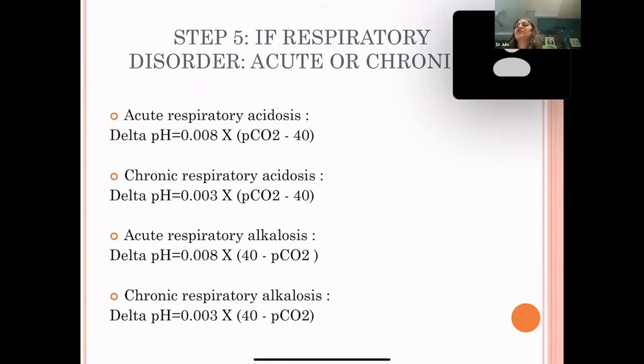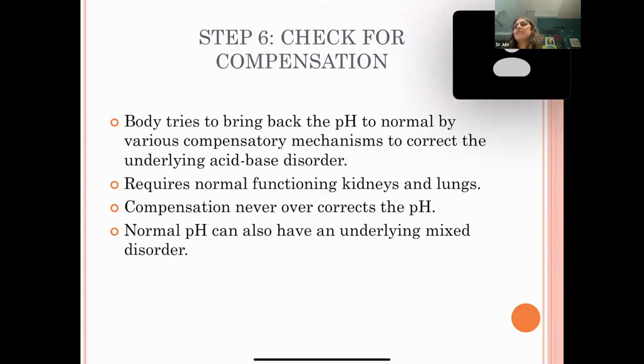40 कहाँ से आया वैल्यू? जो हमने CO2 का कैलकुलेशन के लिए वैल्यू लिया है नॉर्मल. Acute respiratory alkalosis 0.08 into 40 minus PCO2, chronic के लिए 0.03 into 40 minus PCO2. ठीक है, whatever value you get, you'll match it up with the pH and you'll see whether it's acute or chronic. Sixth step, now we'll check for the compensation.